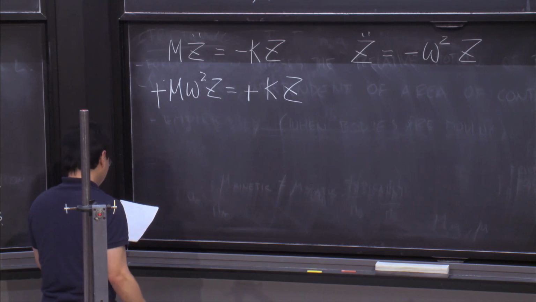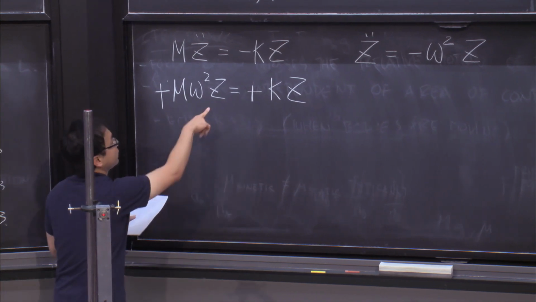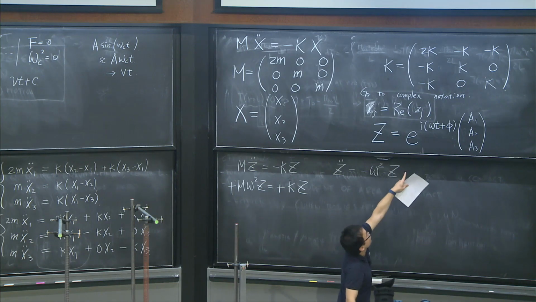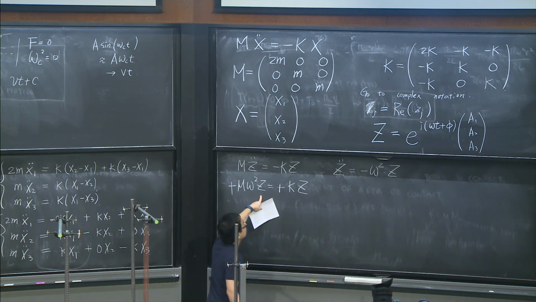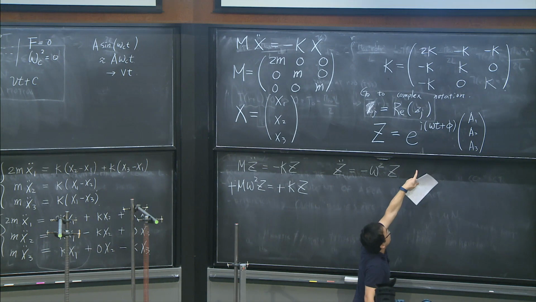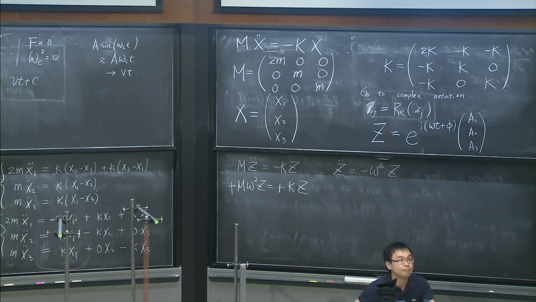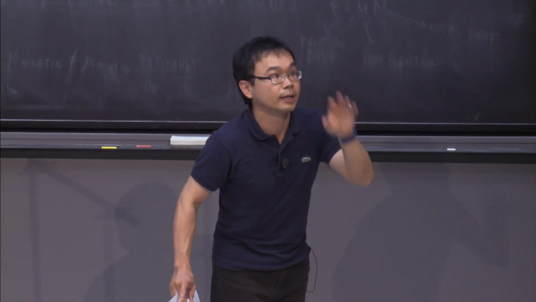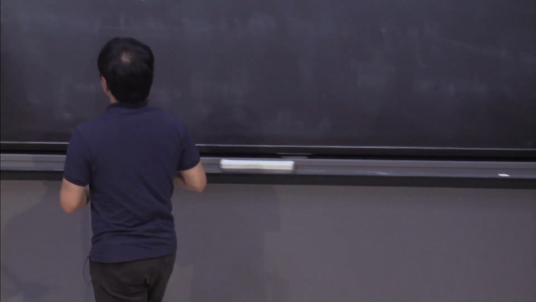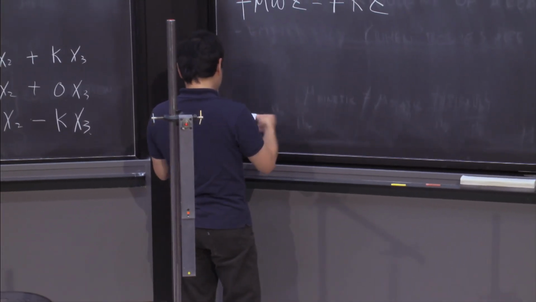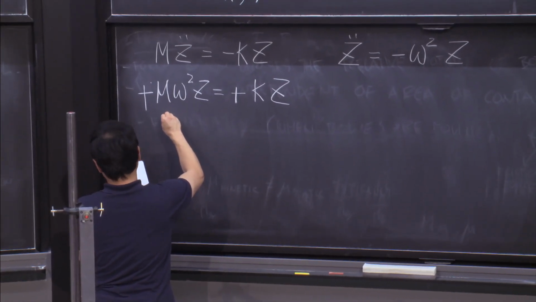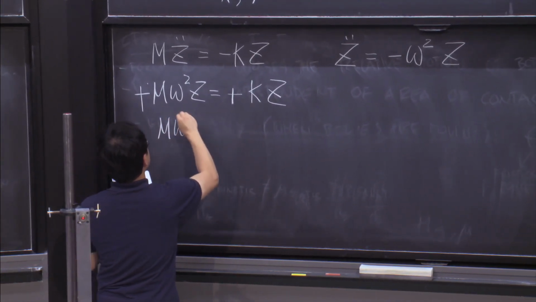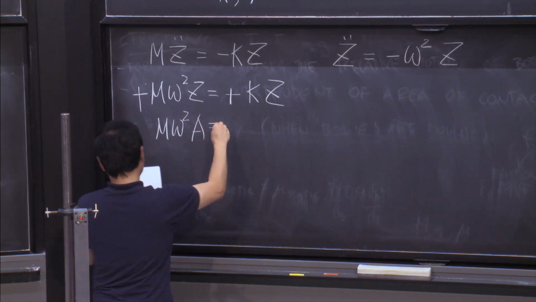So I can now actually cancel the exponential i(omega t plus phi), right? Because I have a z on the left-hand side, and the exponential i(omega t plus phi) is just a number, right? So therefore, I can cancel it. So what is going to happen if I do that? Basically, I get M omega squared A equal to K A.